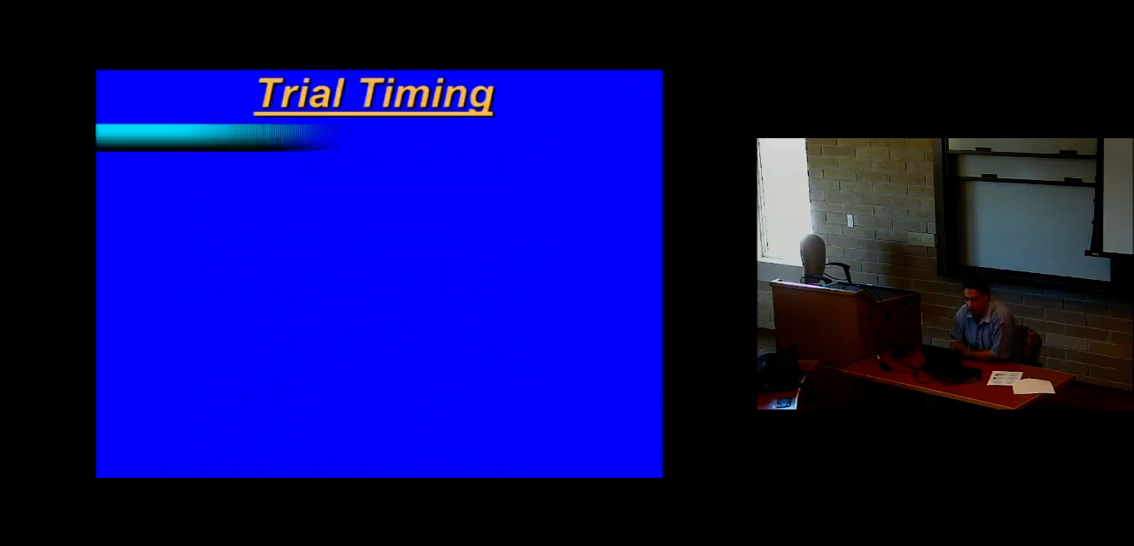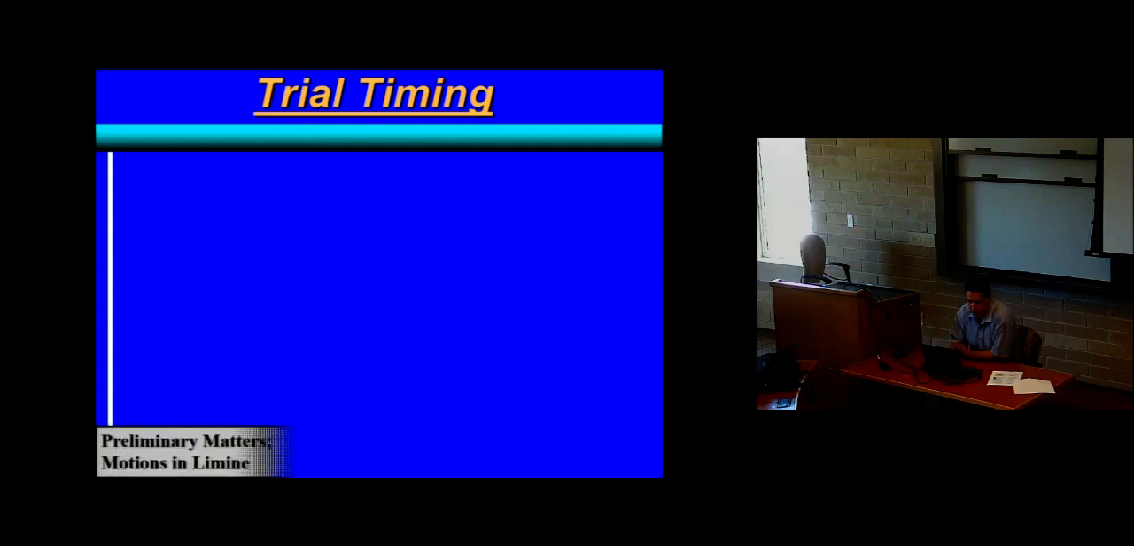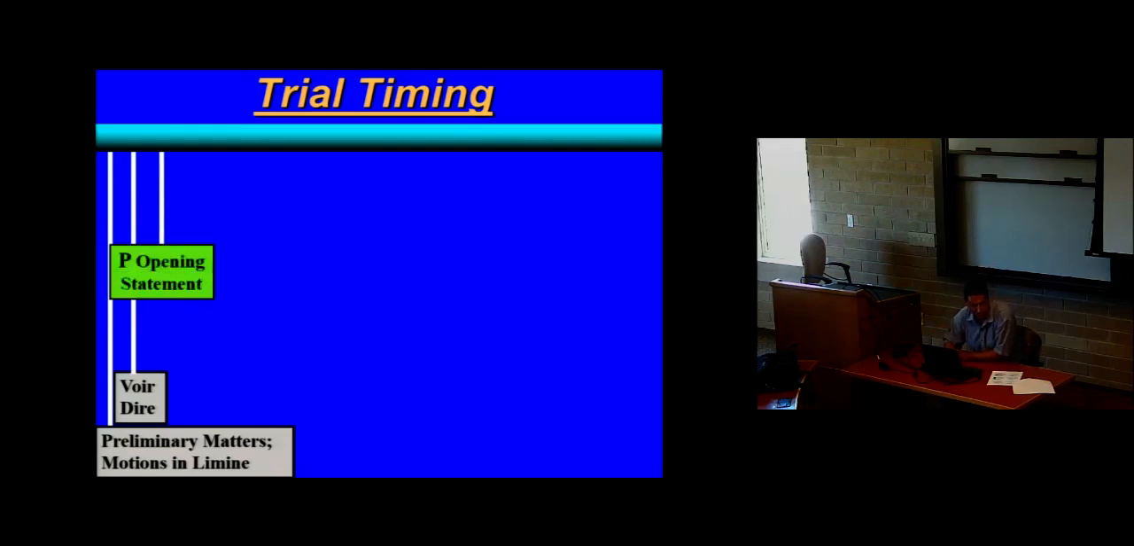Okay, some trial timing issues. Remember when we talked about the preliminary matters, motions in limine, those come very first at the trial, even before a jury is impaneled. Then we have the voir dire process where the jury is impaneled. We have challenges for cause or peremptory challenges. We select a jury. We find an unbiased, fair jury. And then the plaintiff or prosecution gives an opening statement. Defendant gives their opening statement.